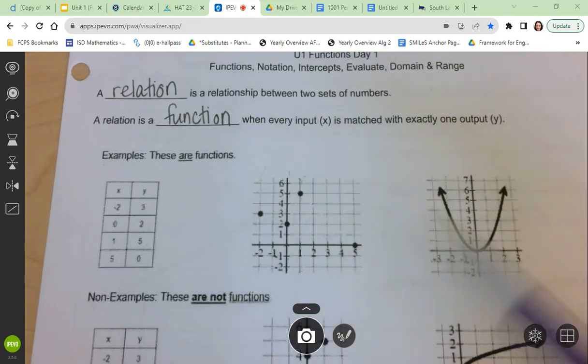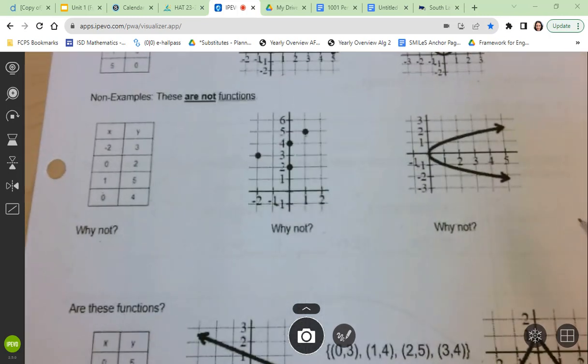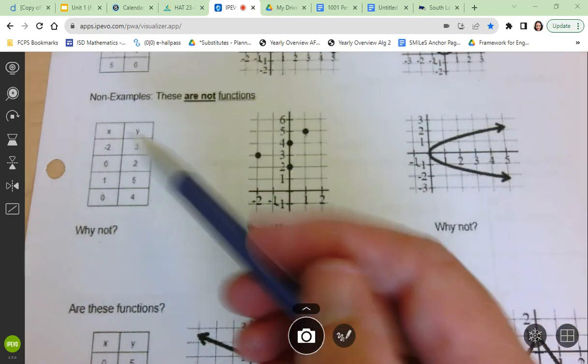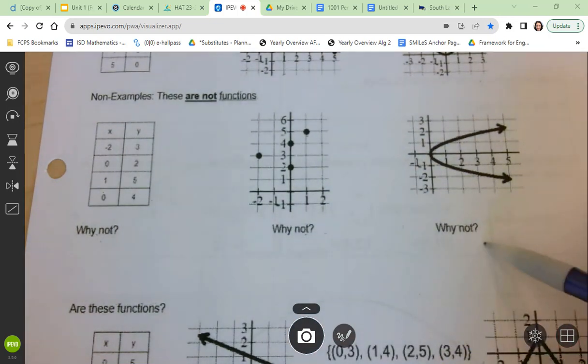All right. Down here, these are examples that are not functions. And when it says why not, I want to know specifically where you see a problem down here. So that's your first task, and maybe I can pass out your Starbursts while you do this. You're explaining why not for each of these three. Okay? Why are these not a function? Feel free to help your neighbors.